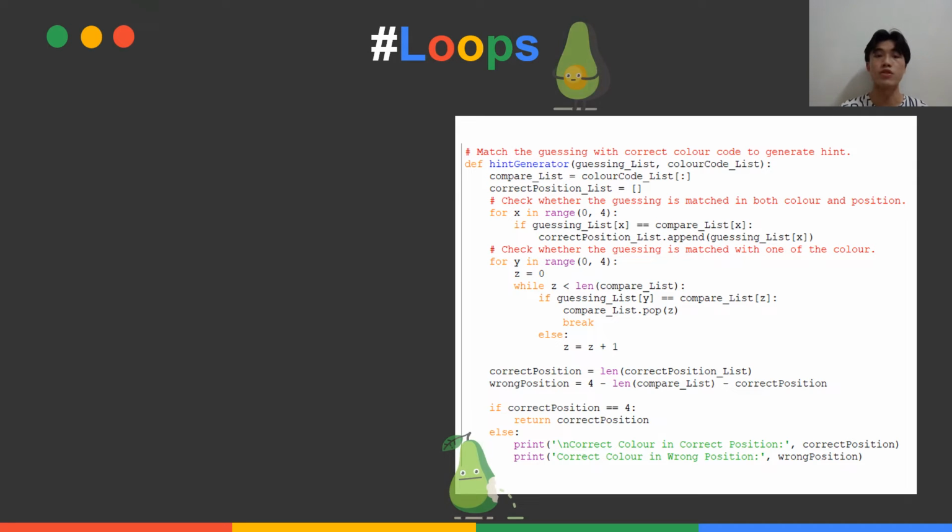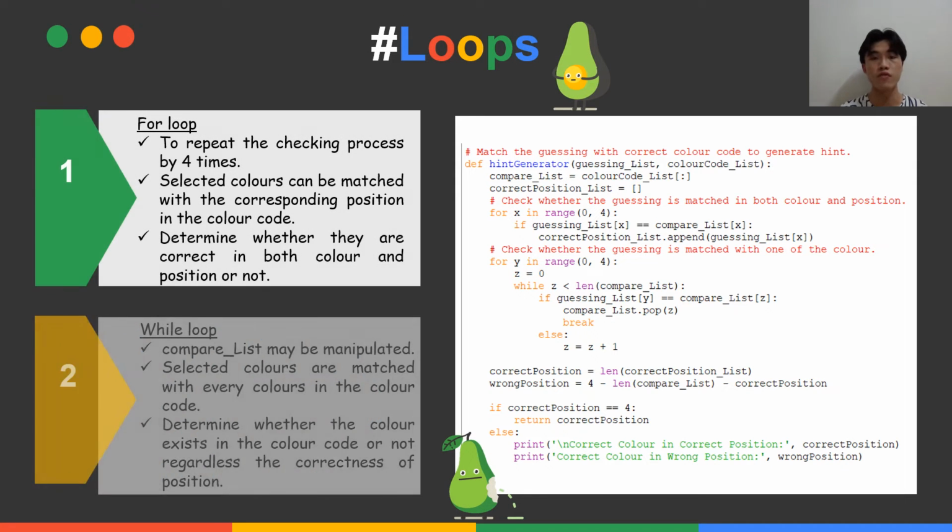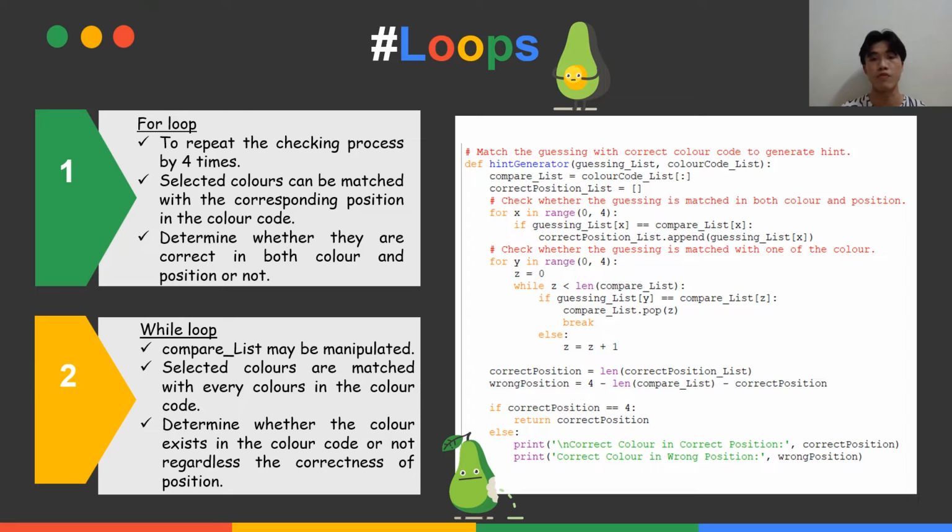Lastly, loops are necessary for my program. For example, a for loop is used to repeat the checking process 4 times to make sure all of the elements in the guessing list are compared with the corresponding position in the color code to find out whether they are correct in both color and position or not. Whereas a while loop is used in the second part instead of a for loop because the compare list is not a constant value and it may be manipulated during the looping process.